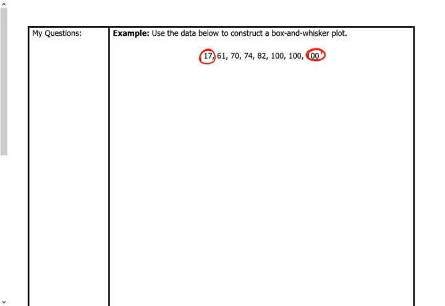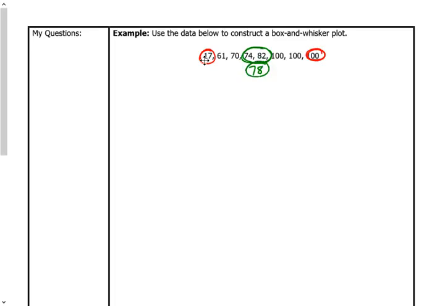Now, what's the median? Remember, the median is the middle number. So 1, 2, 3, 1, 2, 3. The median's not a number listed here. The median is between those two numbers. So when it doesn't come in right on the dot, we actually are going to find the average there. 74 plus 82 divided by 2. And I get that, in this case, the median is 78.